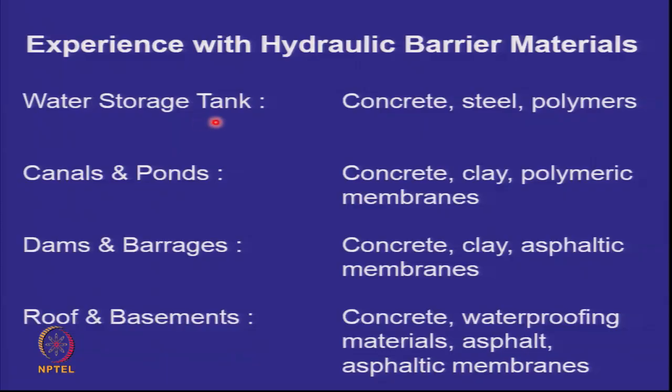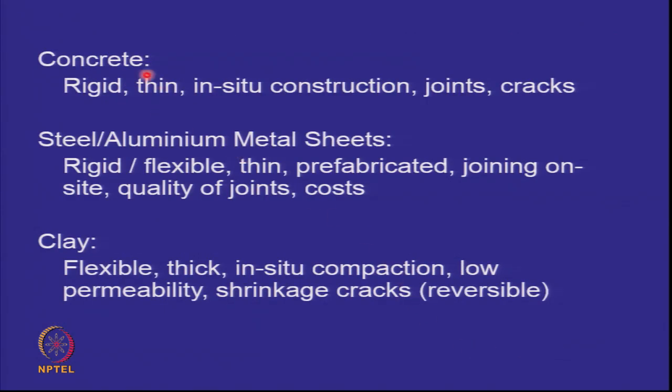So quickly, we worked with water storage tanks. You can have concrete, steel, polymers. In canals, I use concrete. I also have brick lining. I have clay. I have polymeric membranes. The word plastic, I'm using polymeric here. Dams and barrages, we have concrete cores, concrete for stopping the water, clay cores, asphaltic membranes. Roofs and basements, concrete, waterproofing materials, asphaltic membranes, asphalt. So, as I said, concrete: rigid, thin, in situ construction, joints, cracks. Steel, aluminium sheets: rigid or flexible, thin, prefabricated, joining on site, quality of joints, and costs.